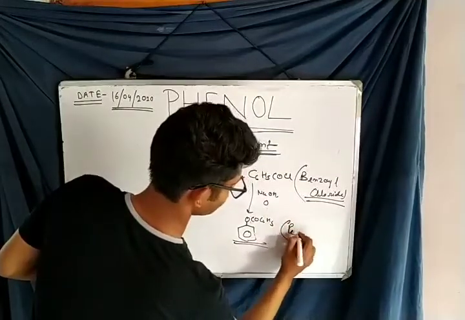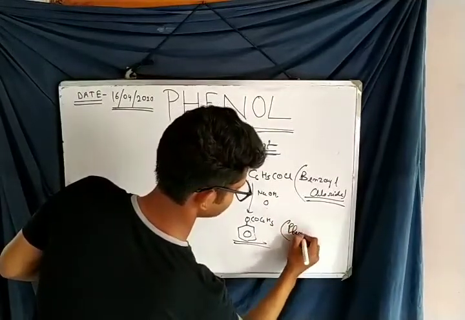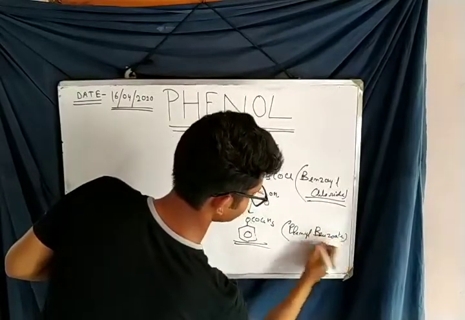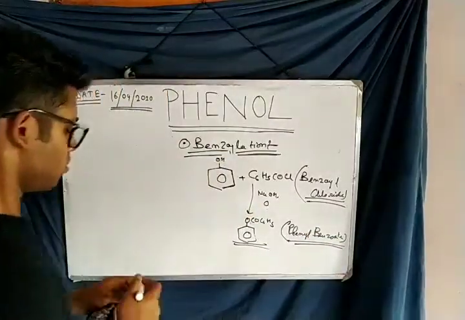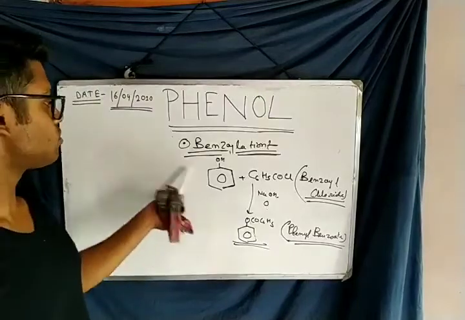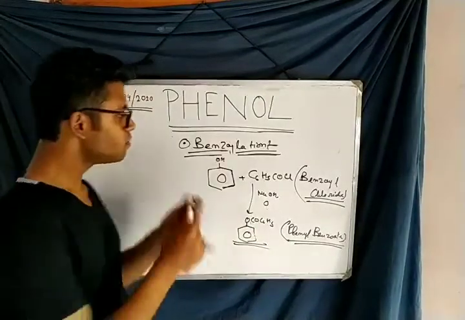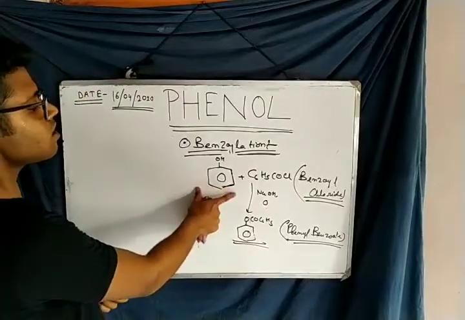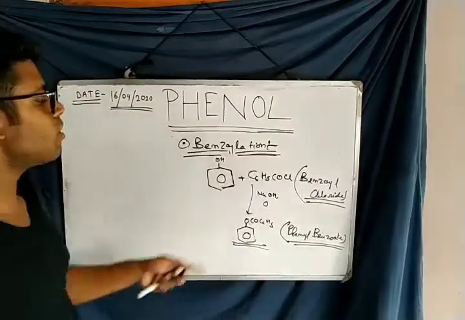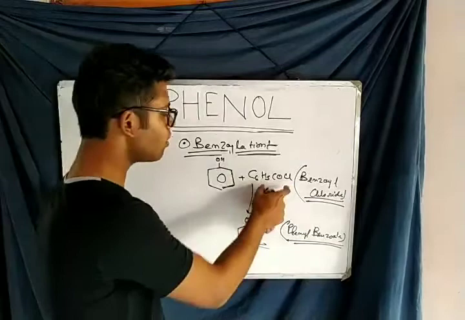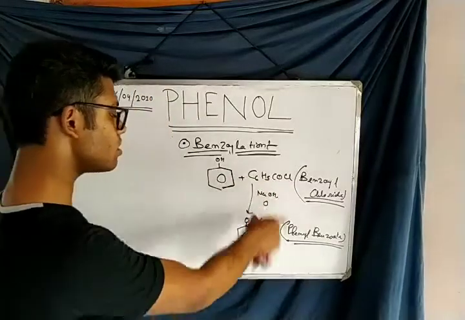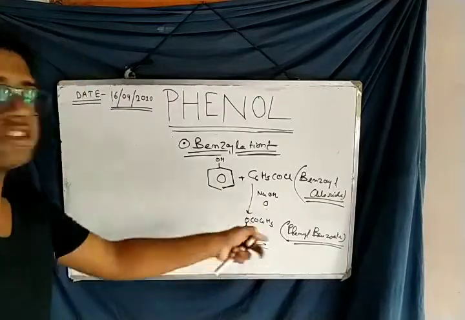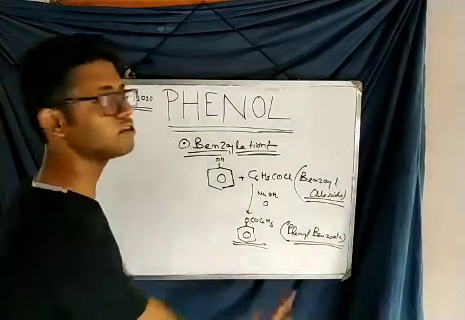This compound is known as phenyl benzoate, OCOC6H5, and this reaction is also known as the Schotten-Baumann reaction. It is a very important reaction of phenol. Again I will repeat this. When phenol is treated by benzoyl chloride, this compound C6H5COCl, by a reagent, that is NaOH, sodium hydroxide, and heat, the yielded compound will be C6H5OCOC6H5. This is known as phenyl benzoate.